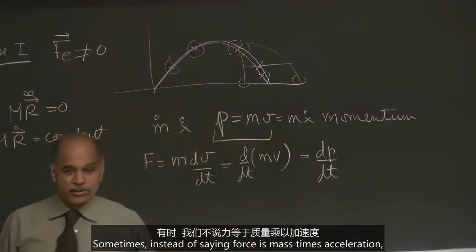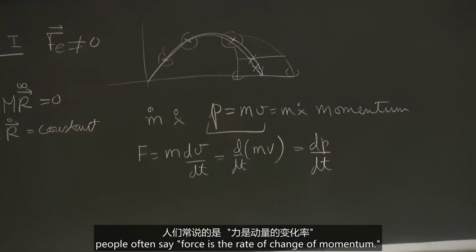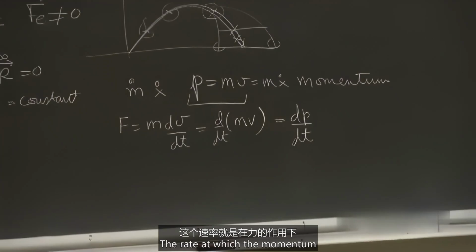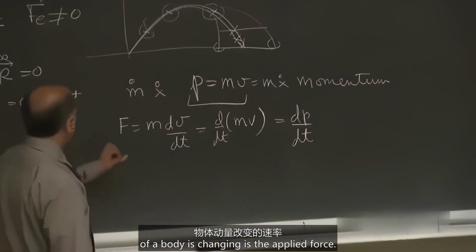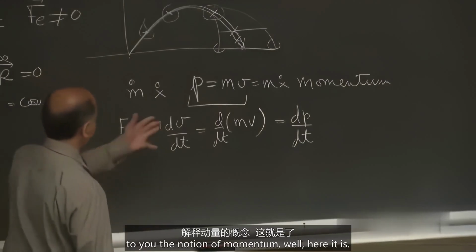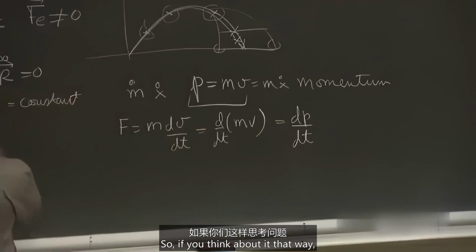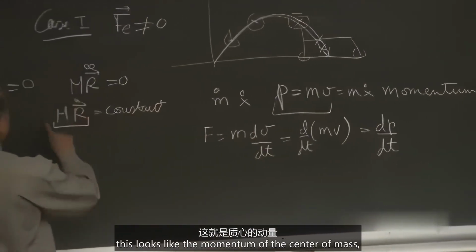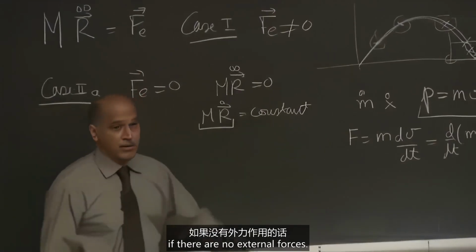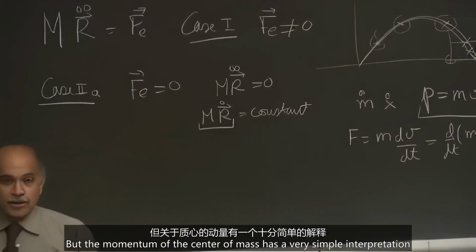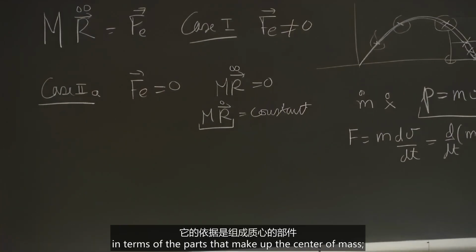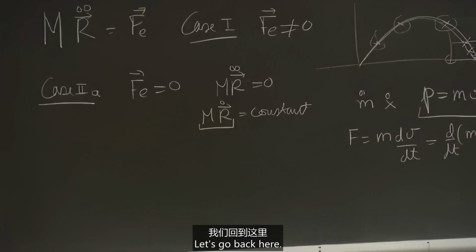Sometimes, instead of saying force is mass times acceleration, people often say force is the rate of change of momentum. The rate at which the momentum of a body is changing is the applied force. So if I have not introduced you the notion of momentum, well, here it is. If you think about it that way, this looks like the momentum of the center of mass, and we are told the momentum of the center of mass does not change if there are no external forces. But the momentum of the center of mass has a very simple interpretation in terms of the parts that make up the center of mass. Let's see what it is.